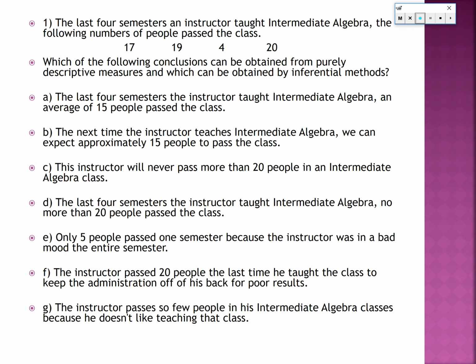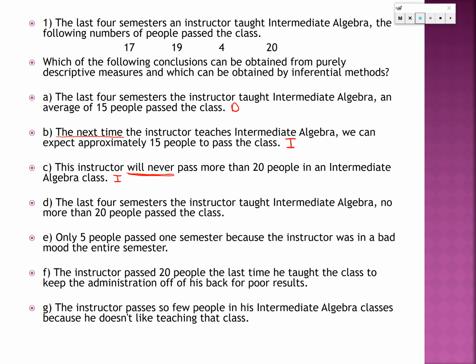With letter A, over the last 4 semesters, an average of 15 people passed the class. That would be descriptive. I'm just going to go ahead and put a D there for descriptive. Now in letter B, we're making a prediction. We're drawing an inference. Next time the instructor teaches it, we can expect 15 people to pass the class. So that would be inferential. Letter C, this instructor will never pass more than 20 people. We're not saying that they never have, but we're making, again, another prediction. So that's inferential.